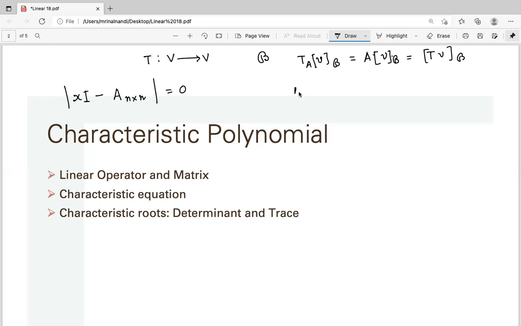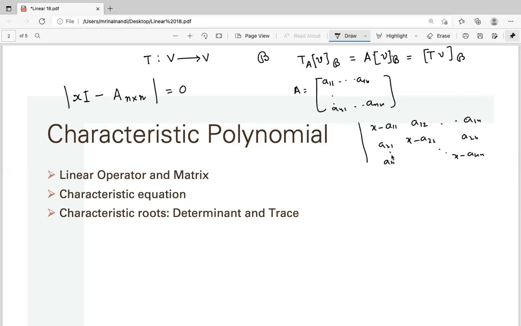So if A has entries a11 up to a1n, and an1 up to ann, then this determinant has x minus a11, x minus a22, up to x minus ann diagonally, and the other entries are the same, a12 to a1n, a21 to a2n, an1, an2, like that. So this determinant is 0. It is an n degree polynomial.